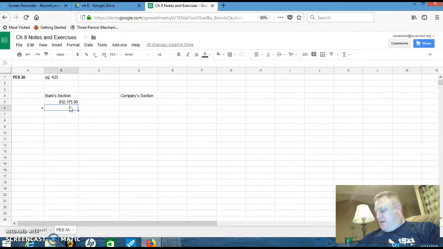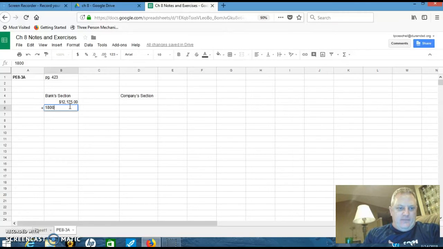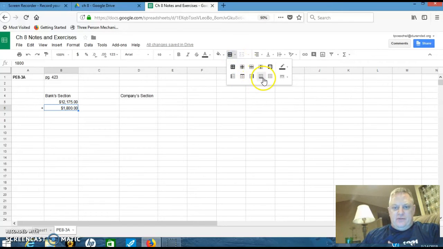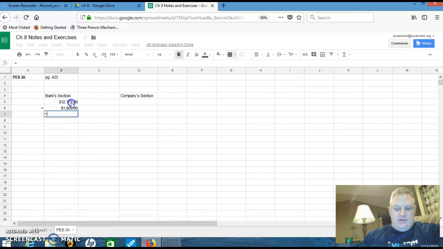Okay, so any deposits in transit, we have one which is $1,800. Okay. That will give us a subtotal. So if we add those, we get $13,975.